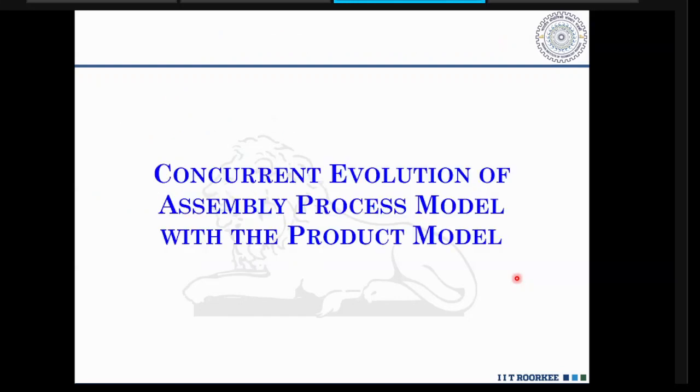So now I'll talk about how we will use the liaison for integrating the design with the process, right? The first integration is the concurrent evolution of the assembly process model with the product model, right?